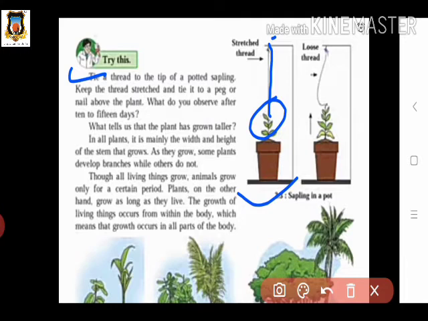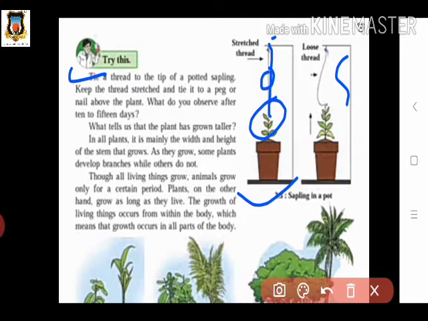Then observe this plant after 10 to 15 days. What happens with this thread or this plant after 10 to 15 days? This stretched thread becomes loose after 10 to 15 days.